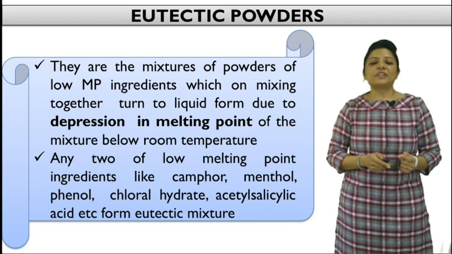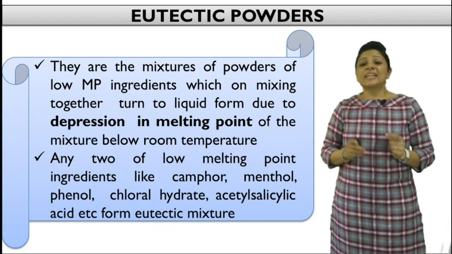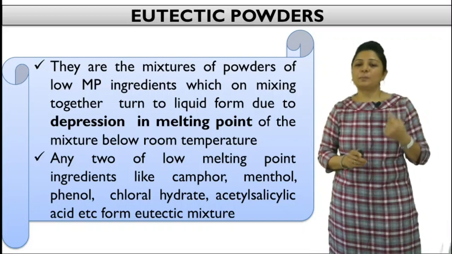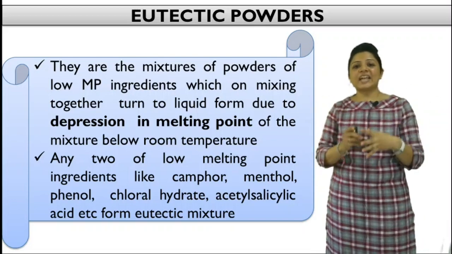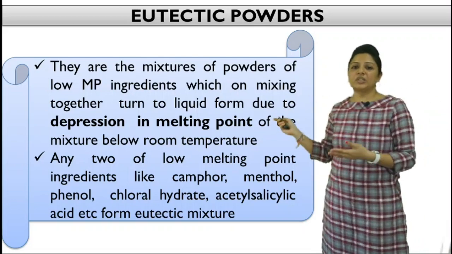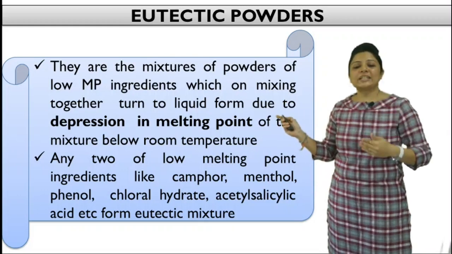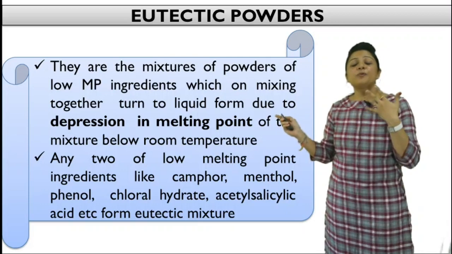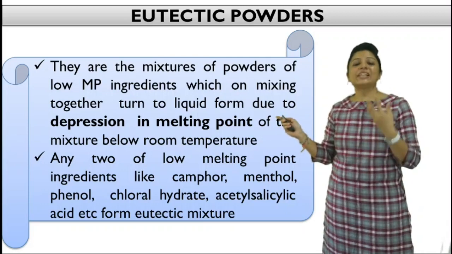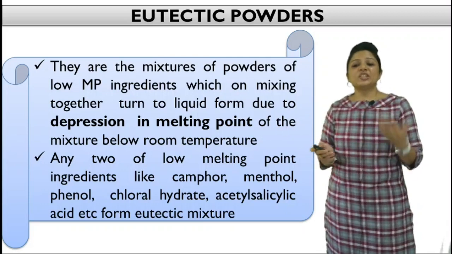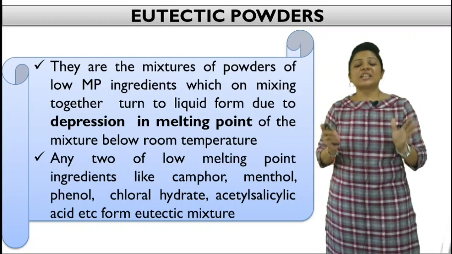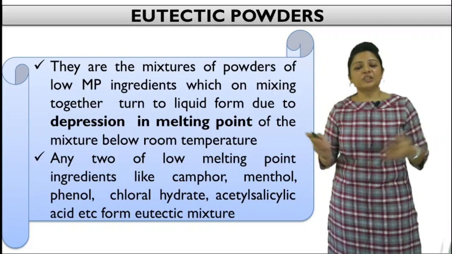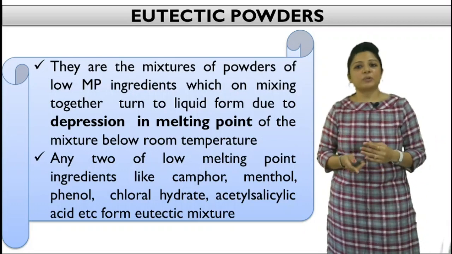Then the next special powder is eutectic powder. Such powder contains two or more ingredients having a low melting point. When such ingredients react with each other, they lower the overall melting point of the formulation below room temperature, which leads to the formation of a damp mass or liquid mass. To prevent such interaction, you have to take special care in dispensing. So phenol, menthol, camphor, any such ingredients lead to eutectic powder.